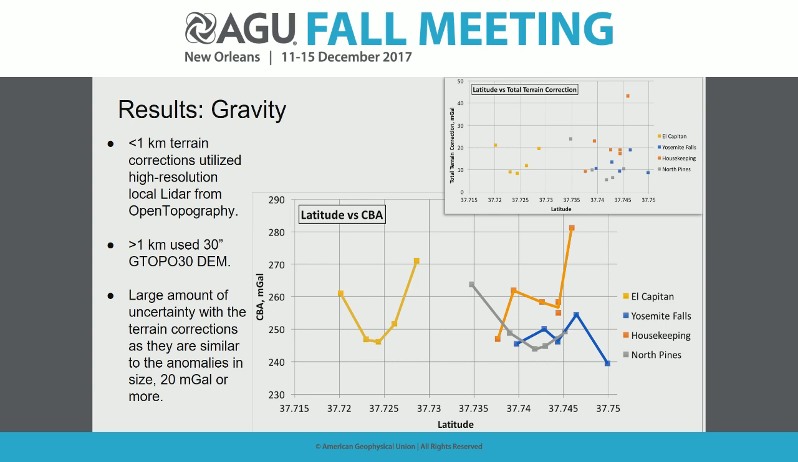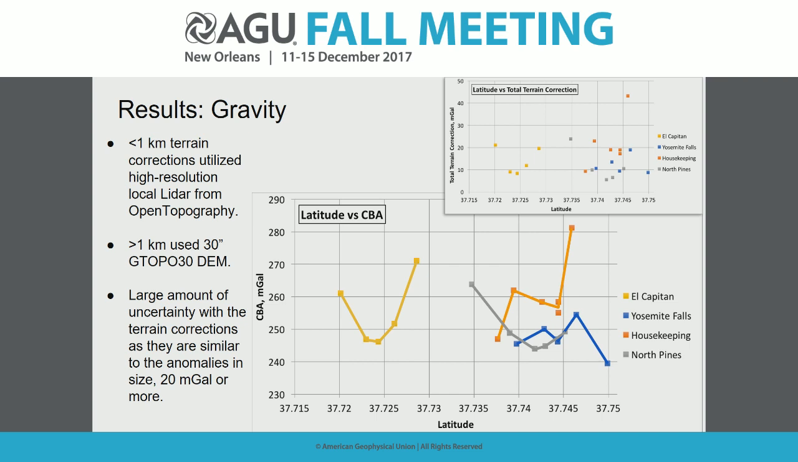So for our gravity, the one thing we have to keep in mind with the different methods is that our terrain corrections are very large. As you can see, the total terrain correction up to the right of your screen essentially matches our latitude versus our complete Bouguer anomaly. And that's because of the cliffs and everything, it's essentially the same as the basin anomaly.